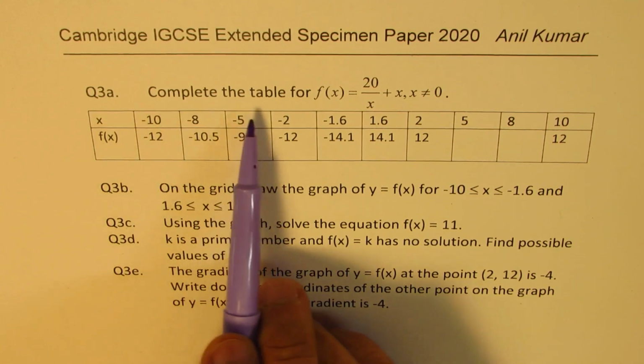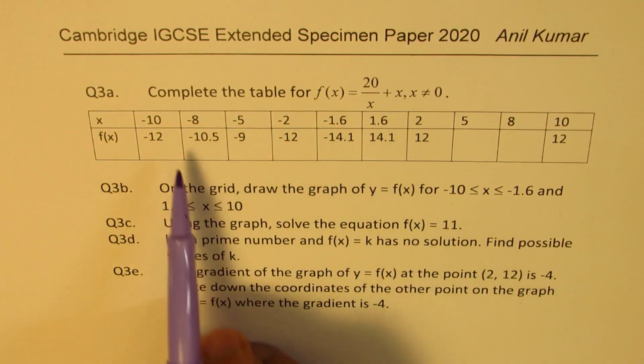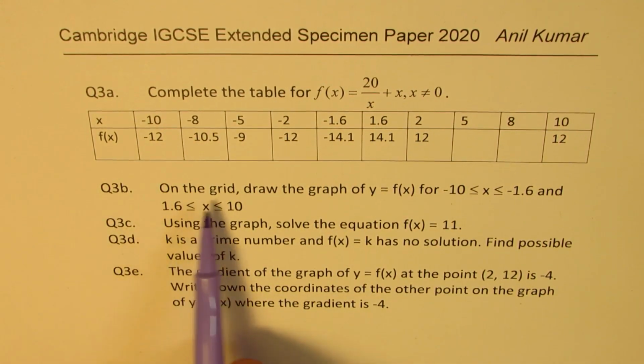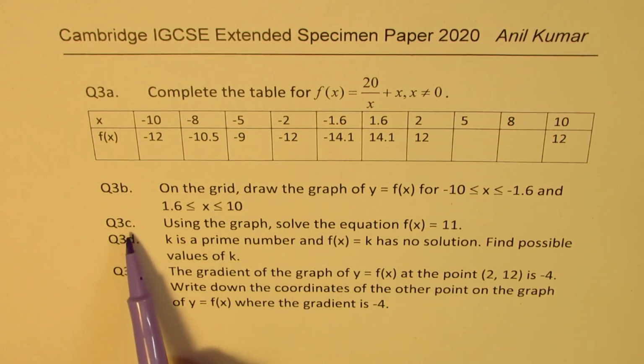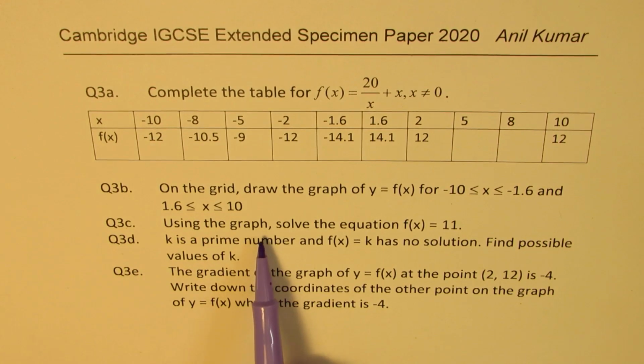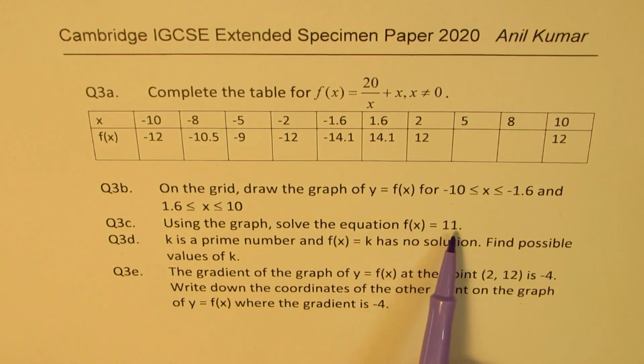Question number 3a is to complete the table for the given function, and 3b is on the grid, draw the graph of this particular function. C is using the graph, solve the equation f of x equals 11. So we have to read the graph also. That means very accurate drawing is required. Perfect. We'll see the other parts later.